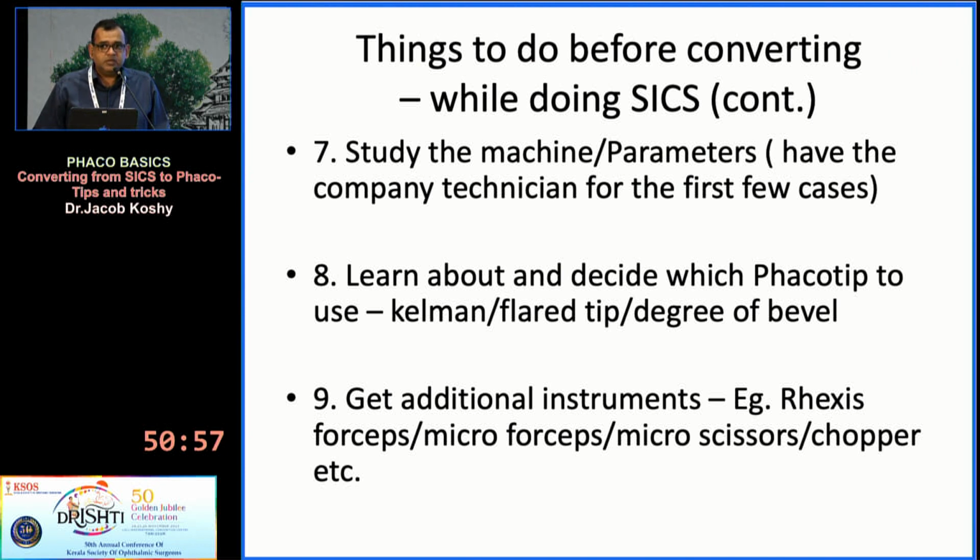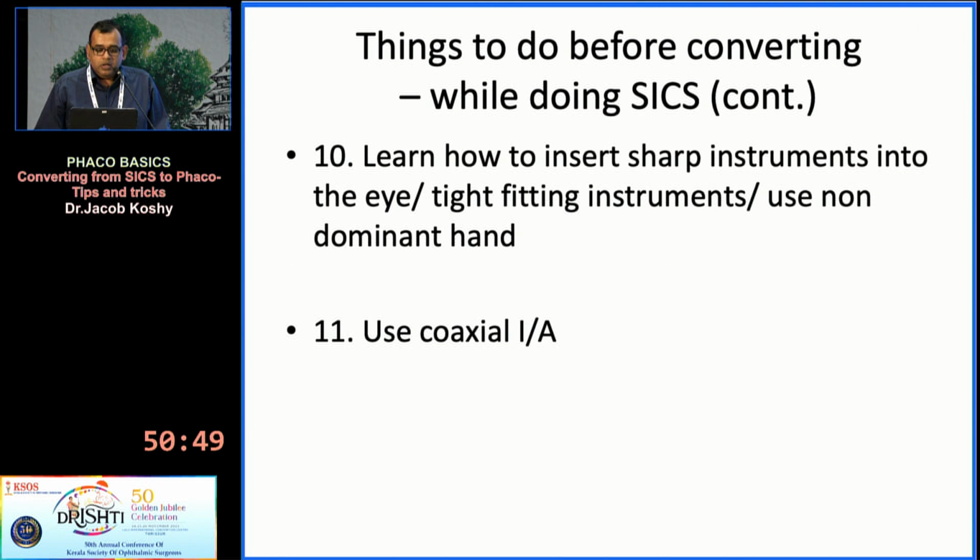Get additional instruments. Don't try to minimize by just managing with your SICS instruments. Whatever new you need, please buy that. Learn how to use sharp instruments, especially inserting them in the eye without damaging the wound. This is totally different from an SICS wound, which is wide open. You must learn how to get in and out without damaging the eye. Then you move to using coaxial IA. Again, if you have a 2.8 coaxial IA, make a 2.8 side port.